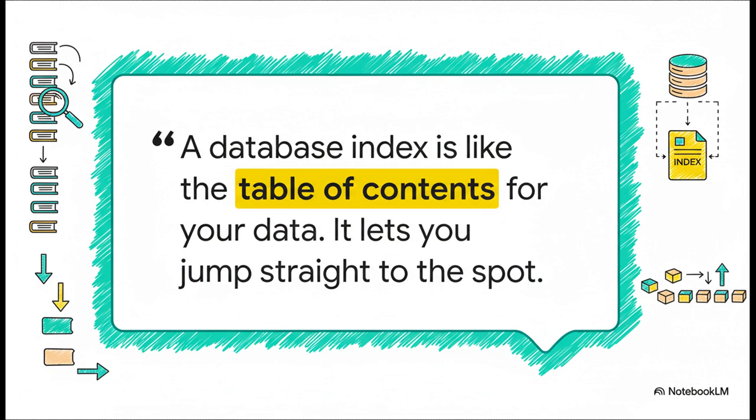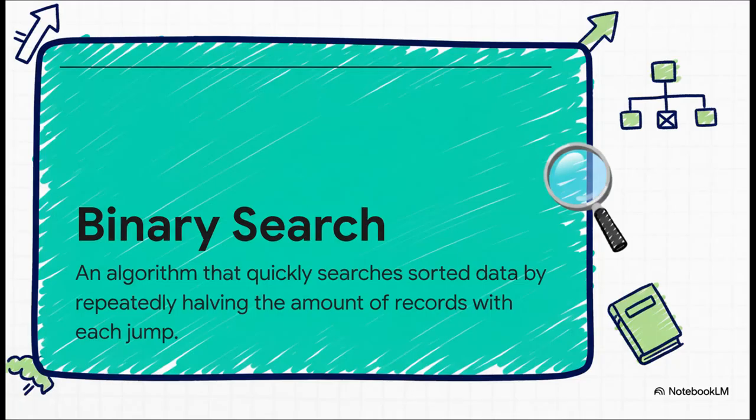But the index is a separate, alphabetized list of topics that tells you exactly which page to jump to. It's a map, a shortcut to your data. See, once you have an index, you unlock this unbelievably clever and fast way of searching called a binary search. Instead of looking one by one, a binary search works by chopping the problem in half, over and over and over again, getting you dramatically closer with every single jump.